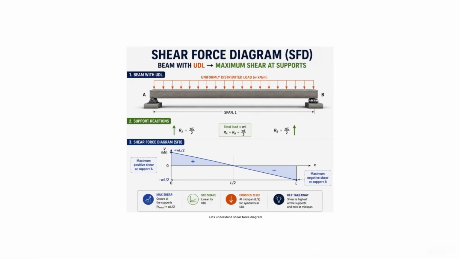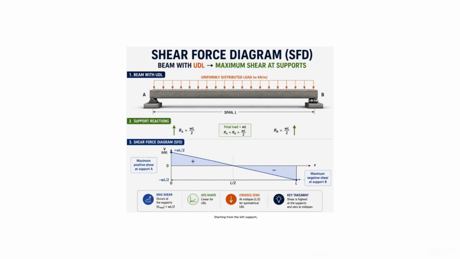Let's understand shear force diagram. Why is the shear force usually highest at the supports of a simply supported beam? Imagine a beam carrying a uniformly distributed load, or UDL, across its entire span. The supports push upward to resist this load. For a symmetrical UDL, each support carries half of the total load. RA equals RB equals WL/2.